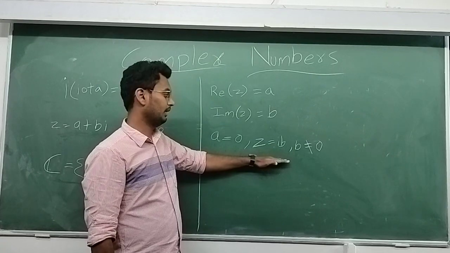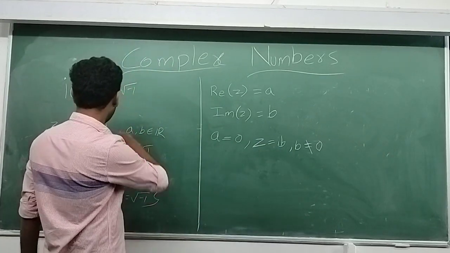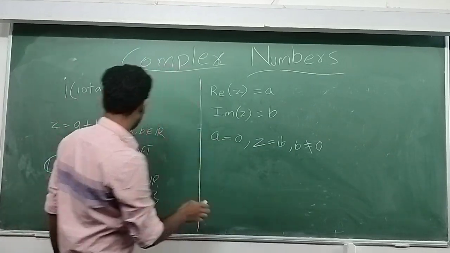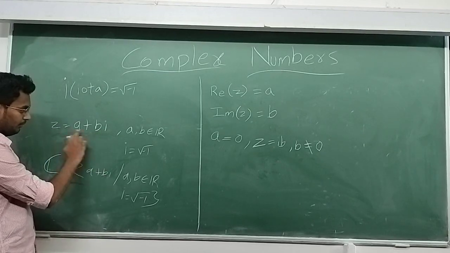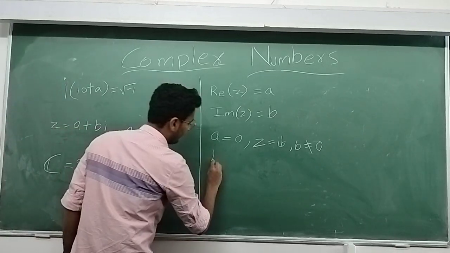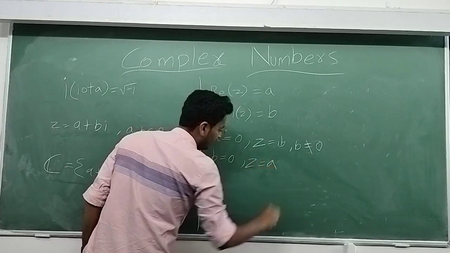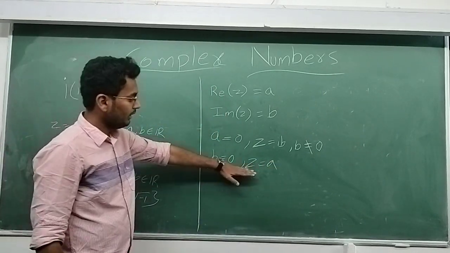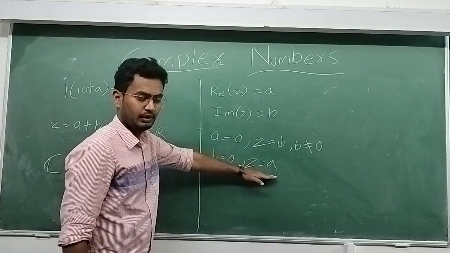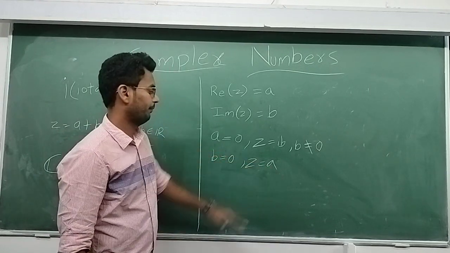Now, if in this complex number b is equal to 0, then z is equal to a, and this is known as a purely real number.